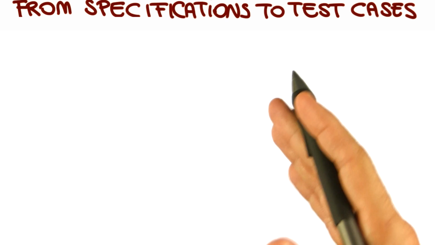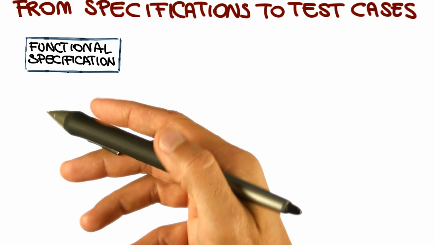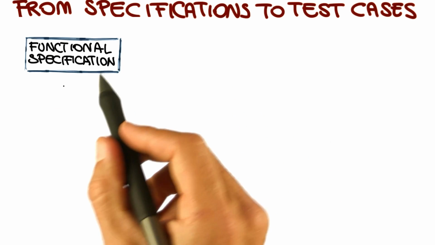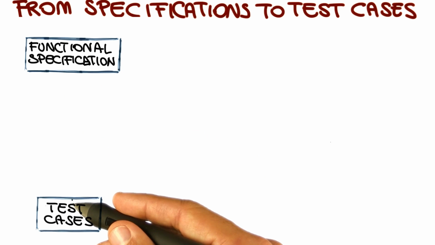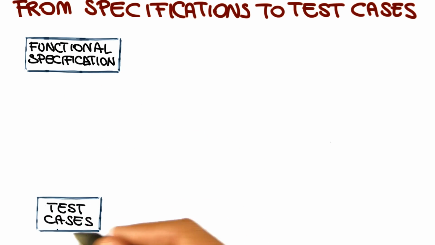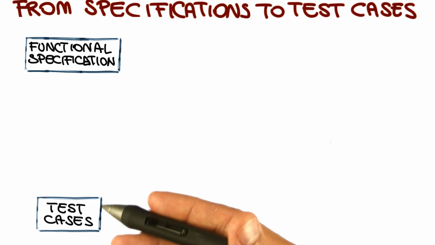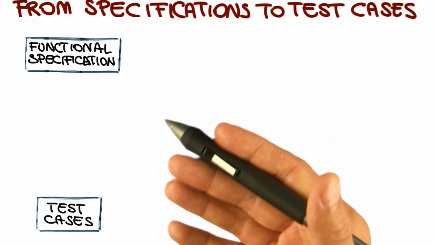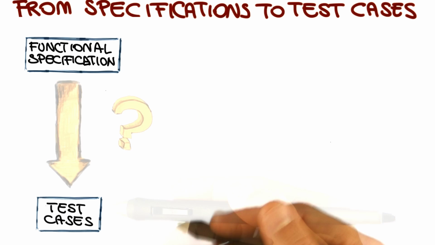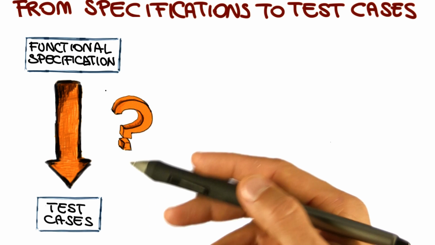So what is the starting point of black box testing? Black box testing starts from a description of the software, or as we call it, a functional specification. And the final result of black box testing is a set of test cases, a set of actual inputs and corresponding outputs that we can use to exercise our code and to try to find defects in our code. So the question is, how do we get from functional specification to test cases?